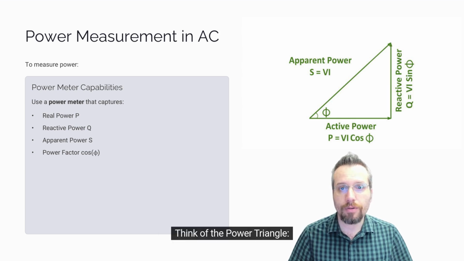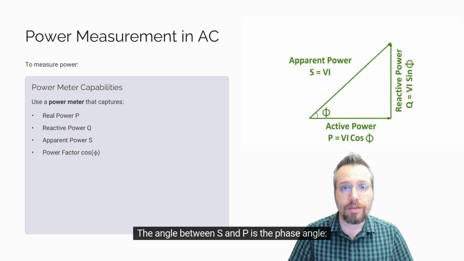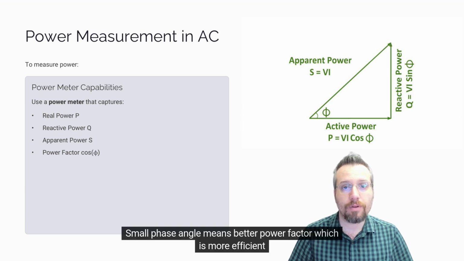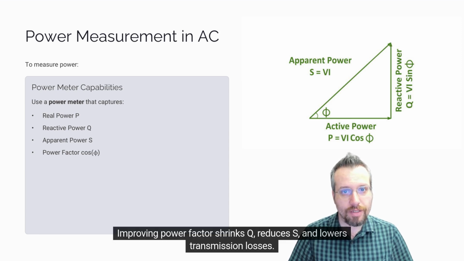Think of the power triangle. The base is real power. The vertical side is reactive power. The hypotenuse is apparent power. The angle between S and P is the phase angle. Small phase angle means better power factor, which is more efficient. Large phase angle means a larger reactive burden, which is lower efficiency. Improving power factor shrinks Q, reduces S, and lowers transmission losses.